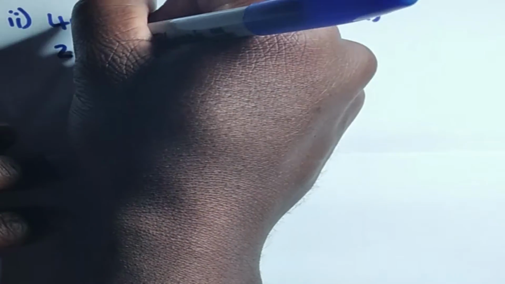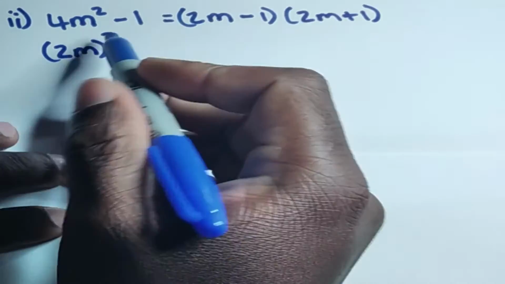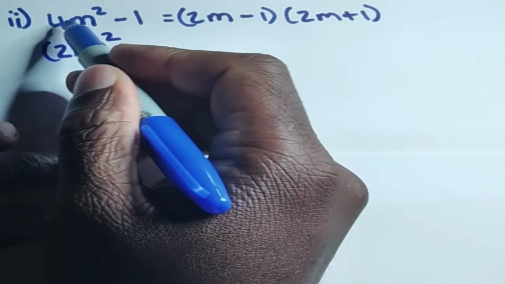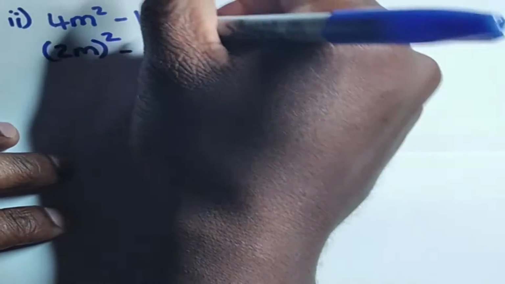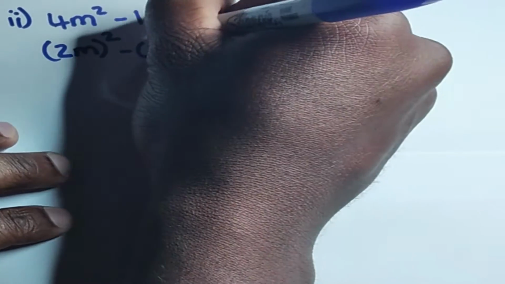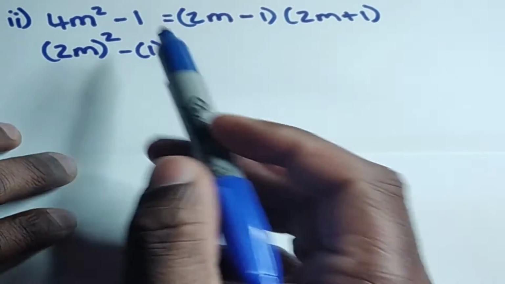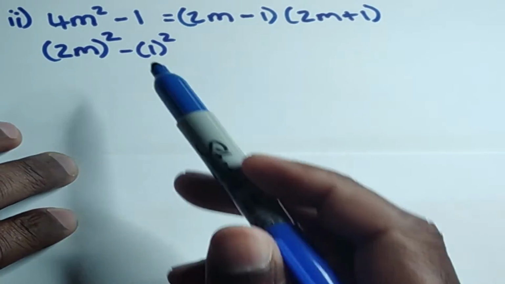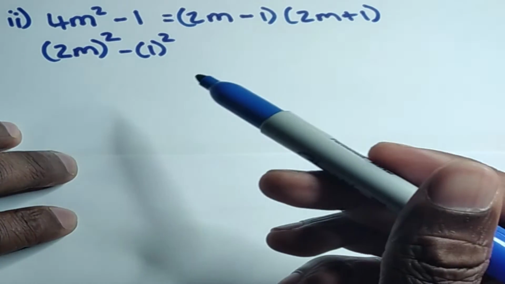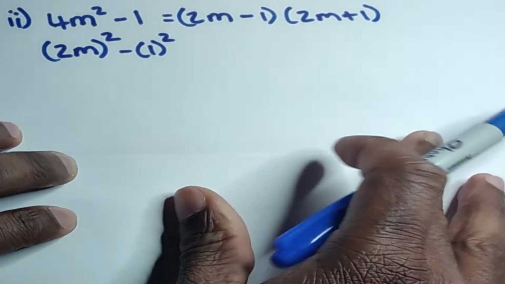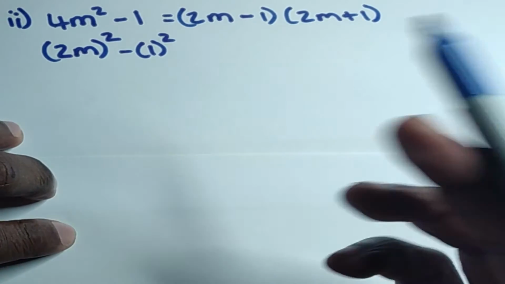Alright, so that's pretty much how you treat this, because if you look at this, 4 is the same thing as 2 squared, and m squared is the same thing as m squared. So we can have 2m in brackets all squared. If we square 2m, we'll obtain 4m squared, minus 1 is the same thing as 1 squared. Alright, so this meets the criteria of a difference of 2 squares. Alright, and that is how we treat this particular question, as demonstrated in the January 2017 paper. Alright, so that's pretty much it for part 2.